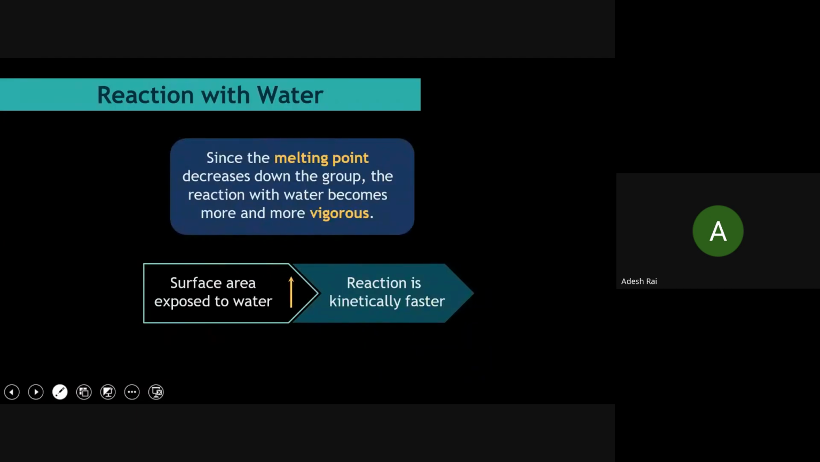Then down the group, the melting point will decrease and the surface area will increase. So in the reaction of water with alkali metals, the interaction will be more, and hence the reaction will be more vigorous because the surface area of the metal will increase. When the surface area of the metal increases, the interaction of water molecules on the surface of the metal will increase. As a result, more reaction will take place, or the reaction will become faster.